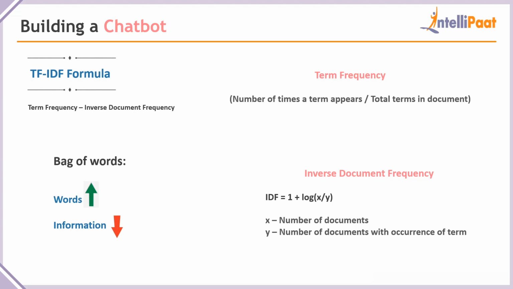Now if we talk about IDF, it is basically inverse document frequency. Inverse document frequency is about the rarity of the word across your documents, how often it has not occurred. For that, we'll be using a logarithmic formula. It's basically 1 plus log of x by y, where x is the number of documents that you are checking, and y is the number of documents where this term occurs. So when you do a logarithmic inversion of the number of documents by the number of documents containing the term, you will get the rarity of the term.